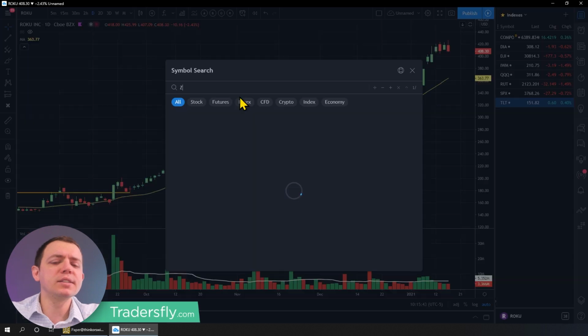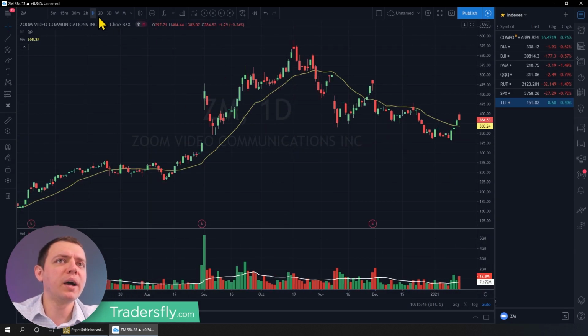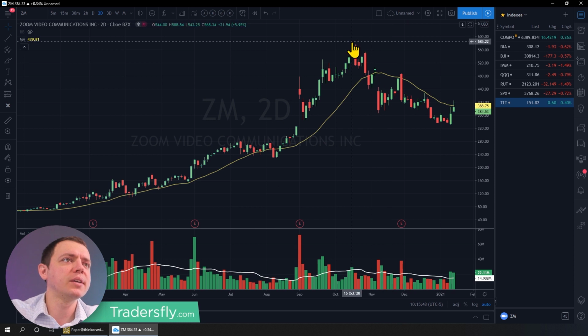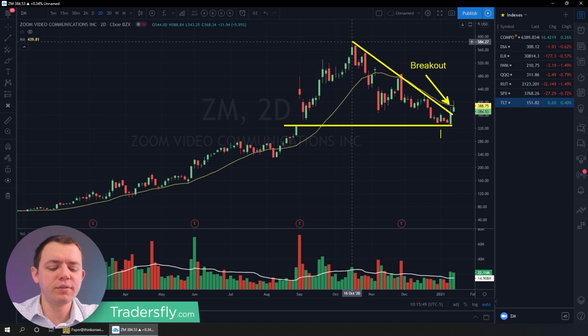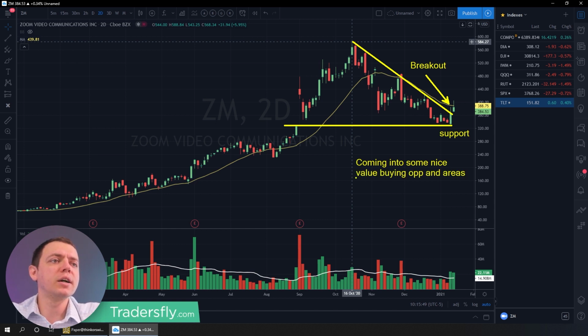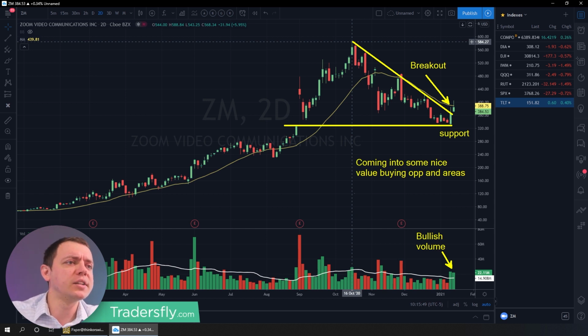Next one. Let's look at Zoom here. Zoom, I find, was struggling this last little bit. I mean, they just grew so fast, so quick. And now what I'm noticing is you've got the next breakout point after hitting kind of this support level. So I think it's coming into some nice value buying opportunities and areas, and on the technicals, you can see the bullish volume right here picking up speed. I think this chart's actually quite clear, one of the clearer charts out of the ones I'm looking at here this week.